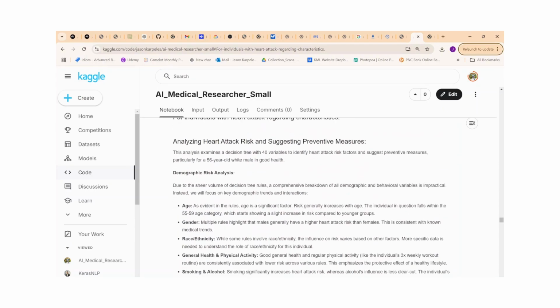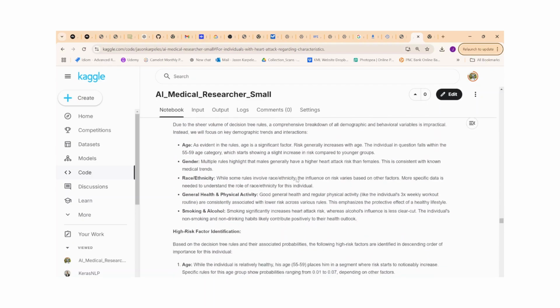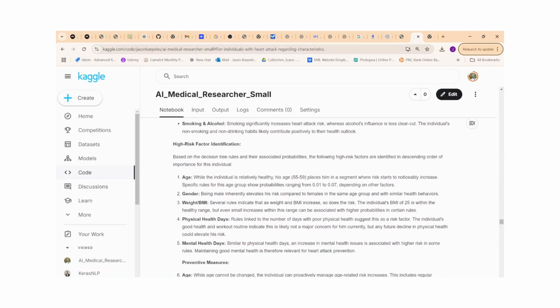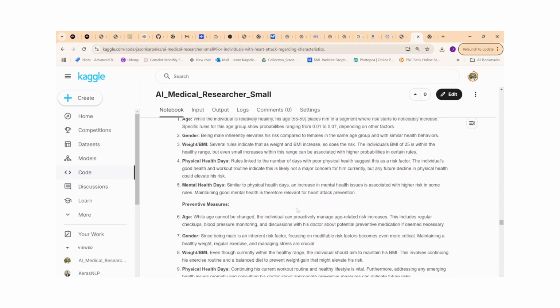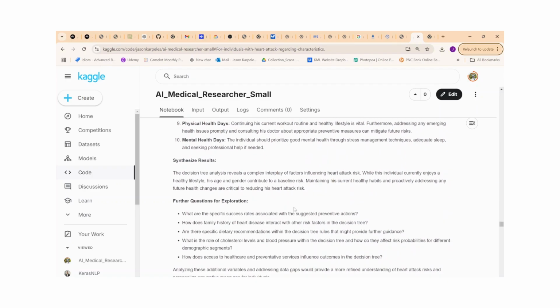And so here is the first example of the results. Here's the analysis of heart attack risks. I tell it about a person like myself, and it tells me all the risks involved for somebody my age and my behavioral patterns, and also tells me risks in the future about what I may have to look out for in the future.